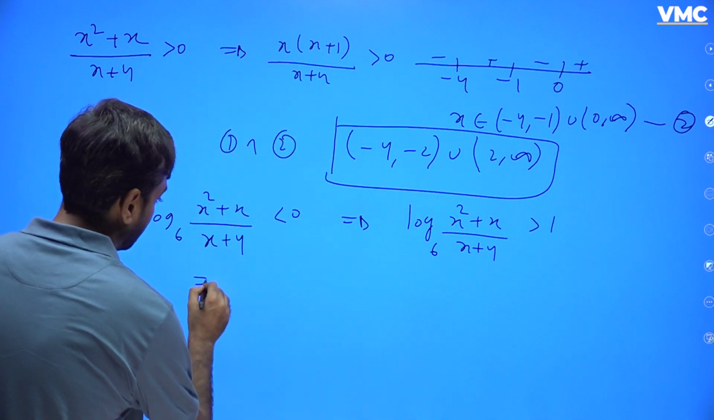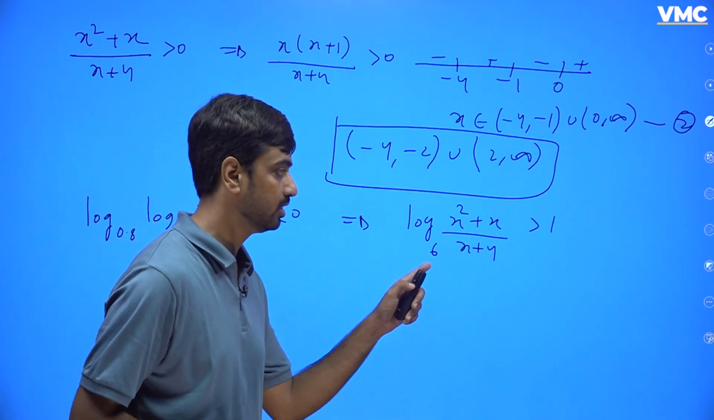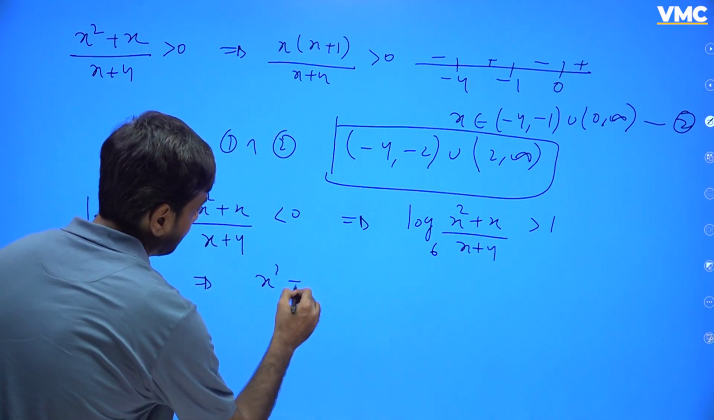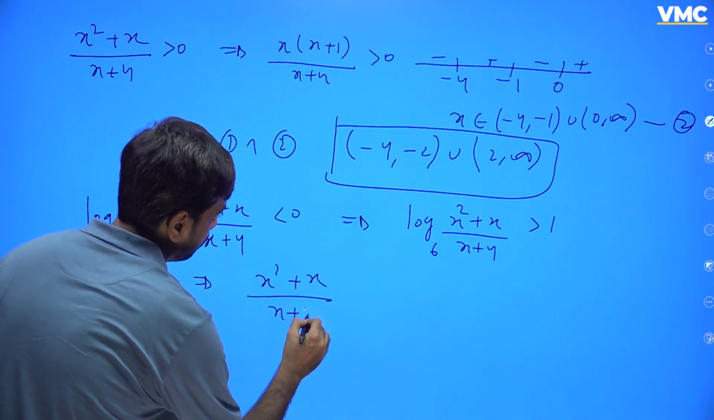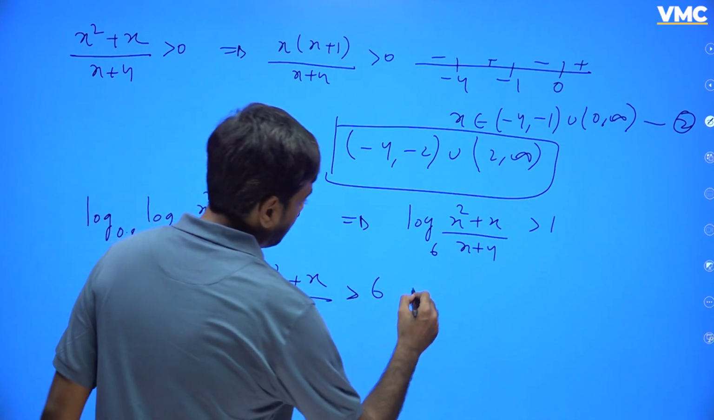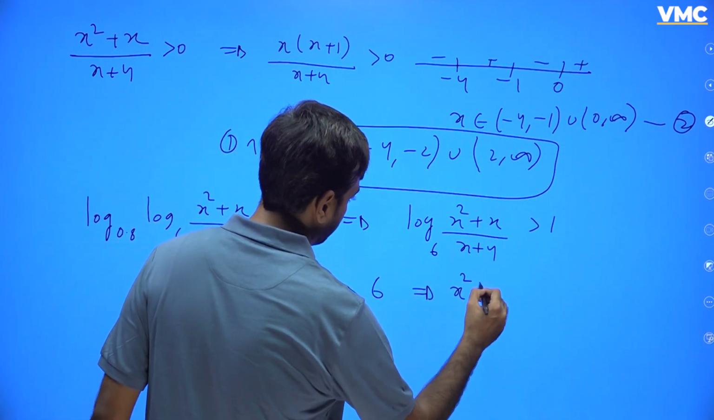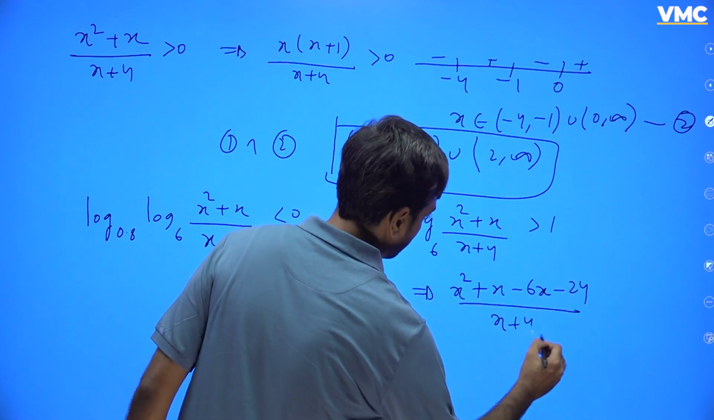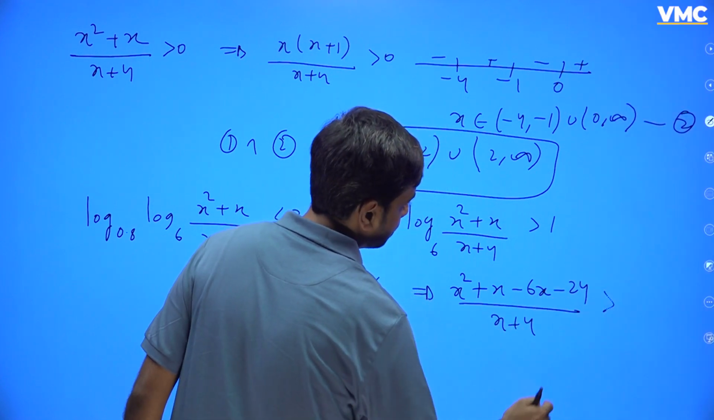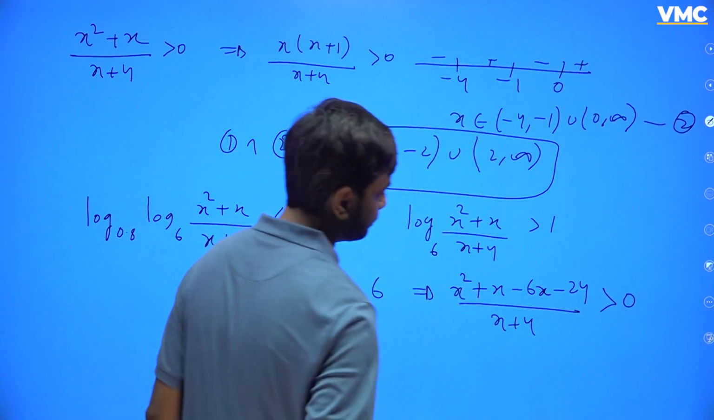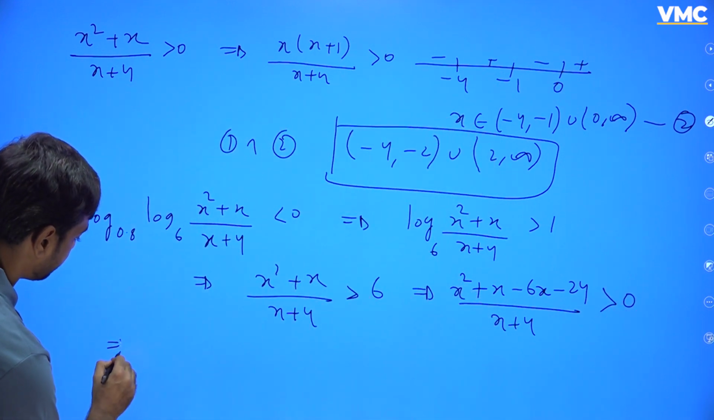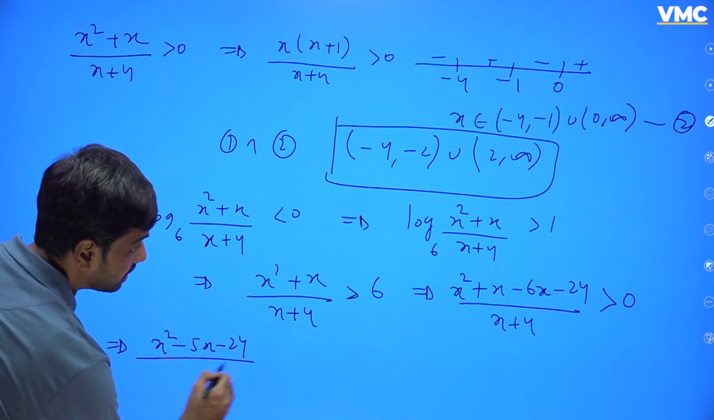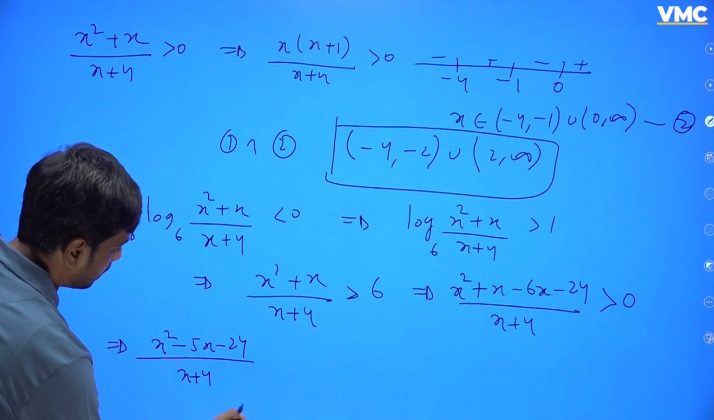Now, as you can see, the base of the next log is greater than 1. So the sign of inequality will not change. So we can write x square plus x upon x plus 4 must be greater than 6. Now bring all terms together. So we have x square plus x minus 6x minus 24 upon x plus 4 must be greater than 0. So finally we have x square minus 5x minus 24 upon x plus 4 greater than 0. The solution is a bit lengthy.